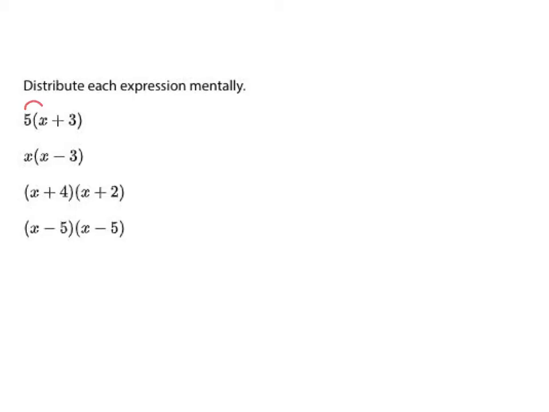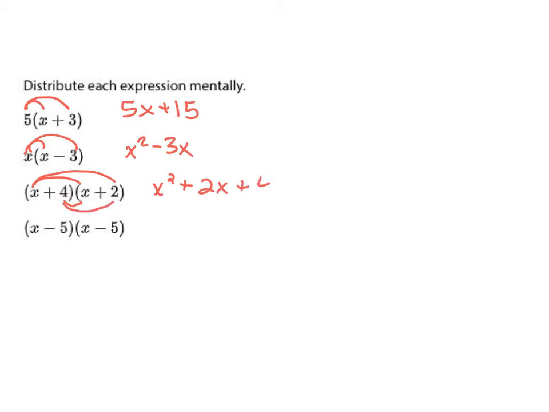I know that. If I distribute, all I'm doing is that, right? I multiply through. 5x plus 15. Here, I'm distributing through. x squared minus 3x. I know it said mentally, but now with this next one, what we're really doing is distributing like that. So I would have x squared plus 2x, and then like this, I would have 4x plus 8. Collect like terms. That would be my answer.